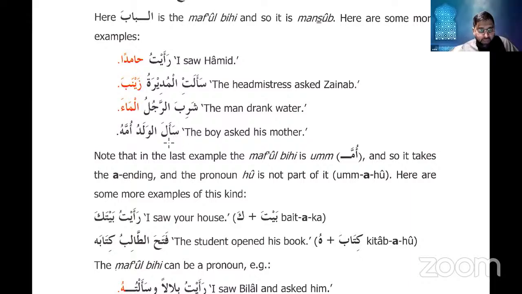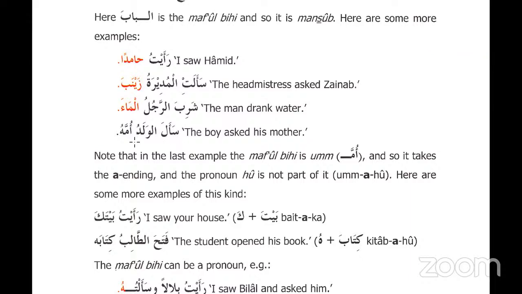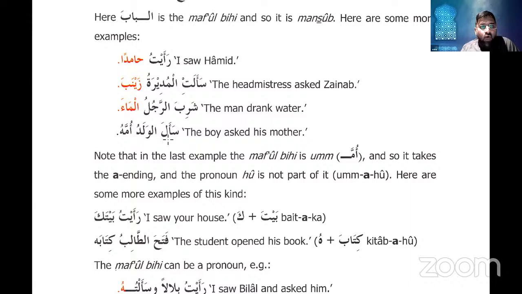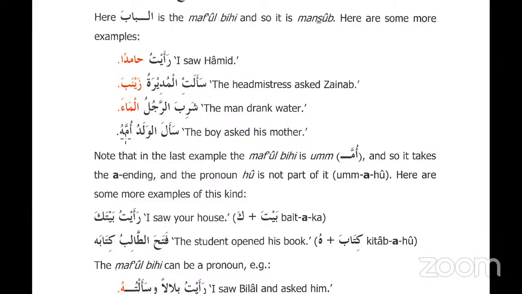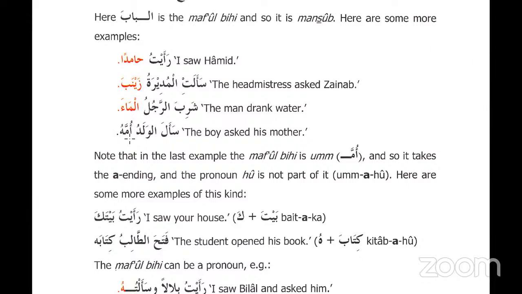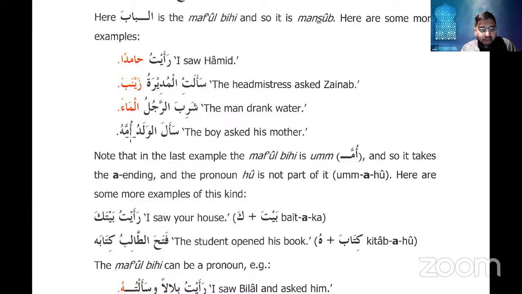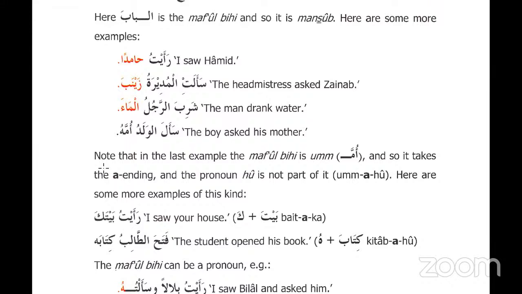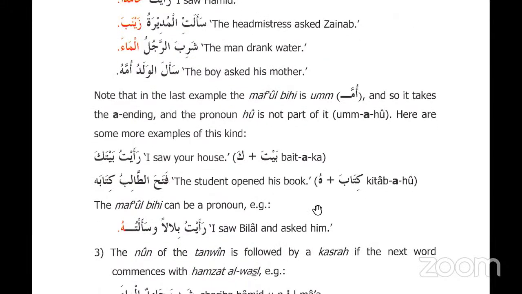This one now is different. Sa'ala al-waladu ummahu. Here, what's happening is sa'ala al-waladu, the boy asked who? Ummahu. The original word is ummuhu, his mother. Umma, from ummuhu. Ummuhu is two words together now. This is mudaf, mudaf ilayh, so it's changed. It's also mansub because it's umma. Whenever mudaf, mudaf ilayh comes as an object, always the mudaf's harakat from a dhamma will change to a fatha. Sa'ala al-waladu ummahu. Same thing with fataha talibu kitabahu.